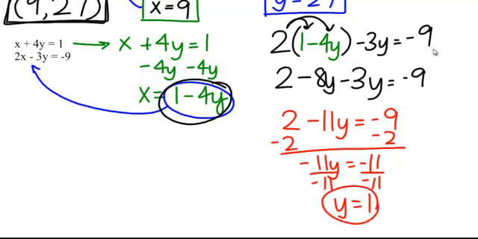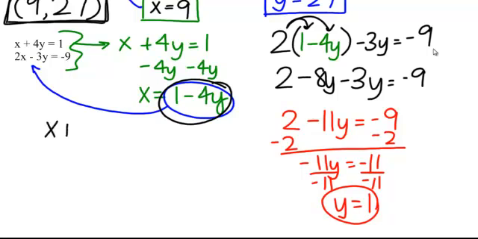And remember, this isn't my answer, but it's part of my answer. So I have to find both an x value and a y value. So to do that, you can take this and plug it back into either of your original equations. Doesn't matter which one. I'm going to choose the first one.